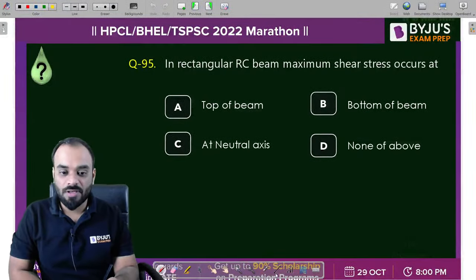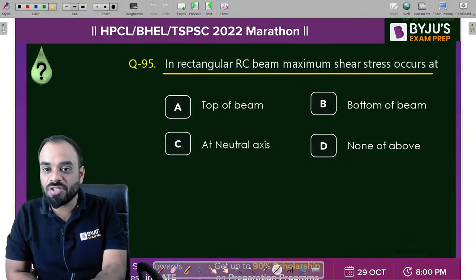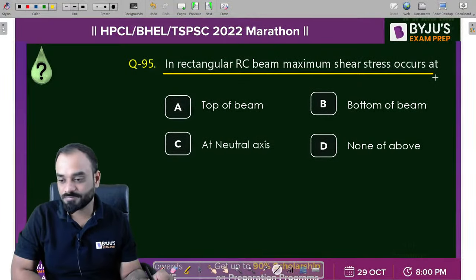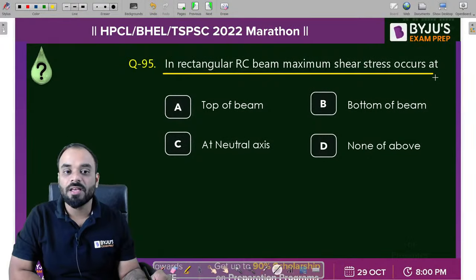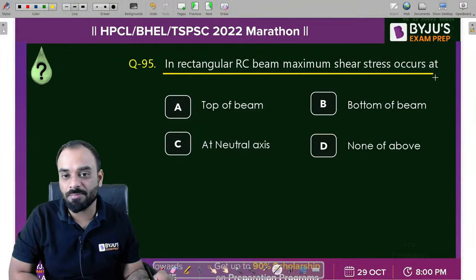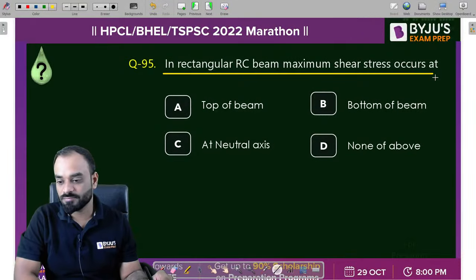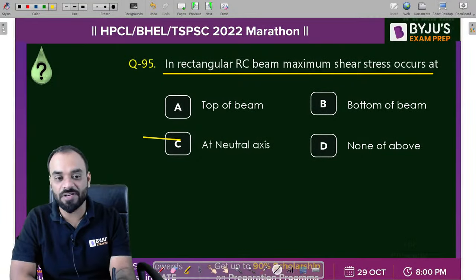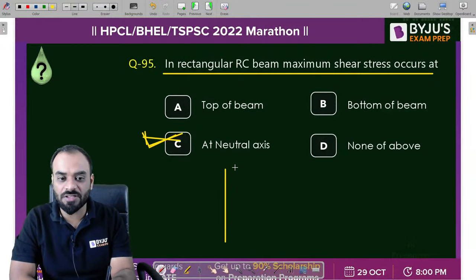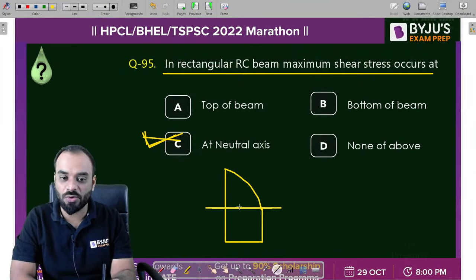Next question. In a rectangular RCC beam, the maximum shear stress occurs at which particular location? At neutral axis. Definitely, guys. I think you have seen the figure of the shear stress diagram like this. So this is the maximum value, which occurs at the neutral axis only.